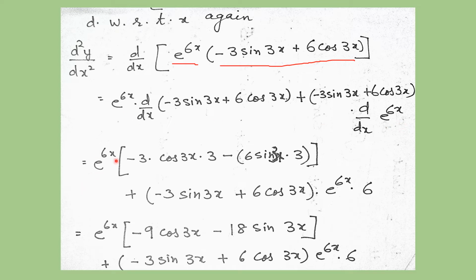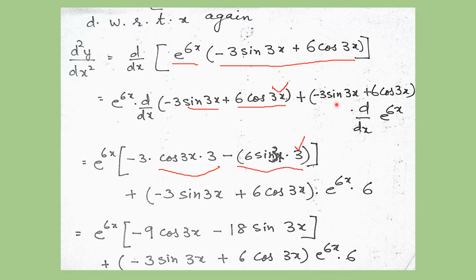You will get e power 6x multiplied by minus 3 as it is. What is the derivative of sine 3x? Sine 3x derivative is cos 3x multiplied by 3. Now, what is the derivative of plus 6 cos 3x? It will be minus 6 sine 3x multiplied by 3, because you have 3x here, and the derivative of 3x is 3. You will write 3 again, and this will go with a negative sign.